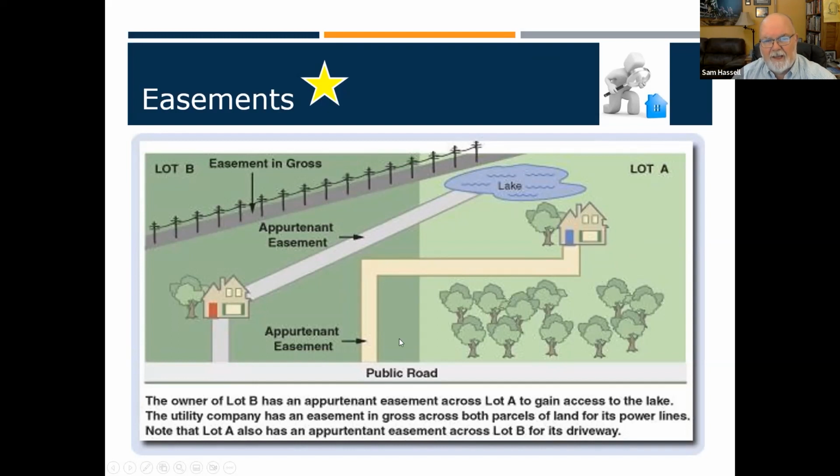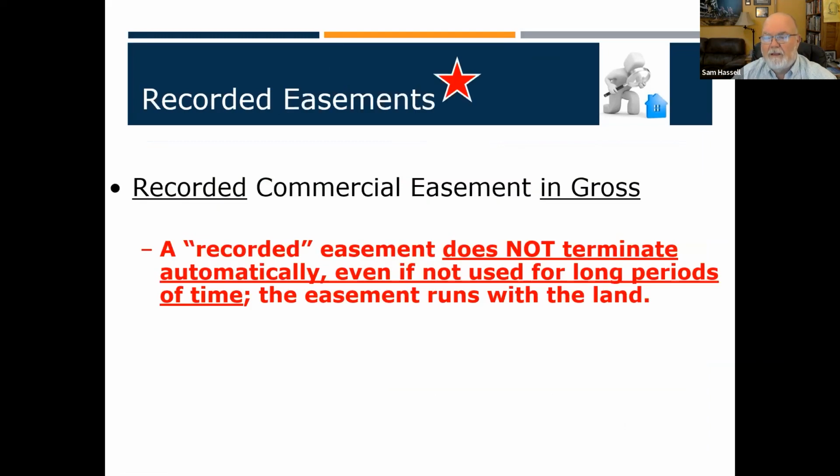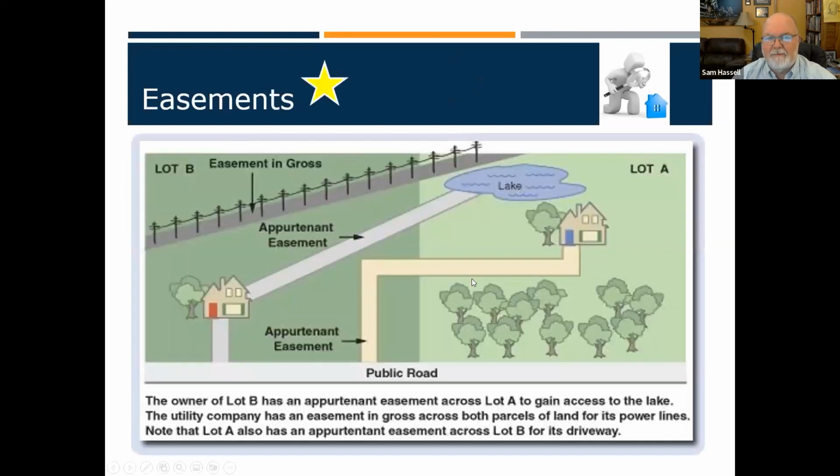In this particular case, am I using his roadway? I am the dominant, he is the servient. And vice versa, if I'm going to the lake, I am the dominant and lot A is the servient because I'm using his property. Right? If it's recorded, no, because that is a dominant tenement situation. That's not an easement in gross in this particular case.